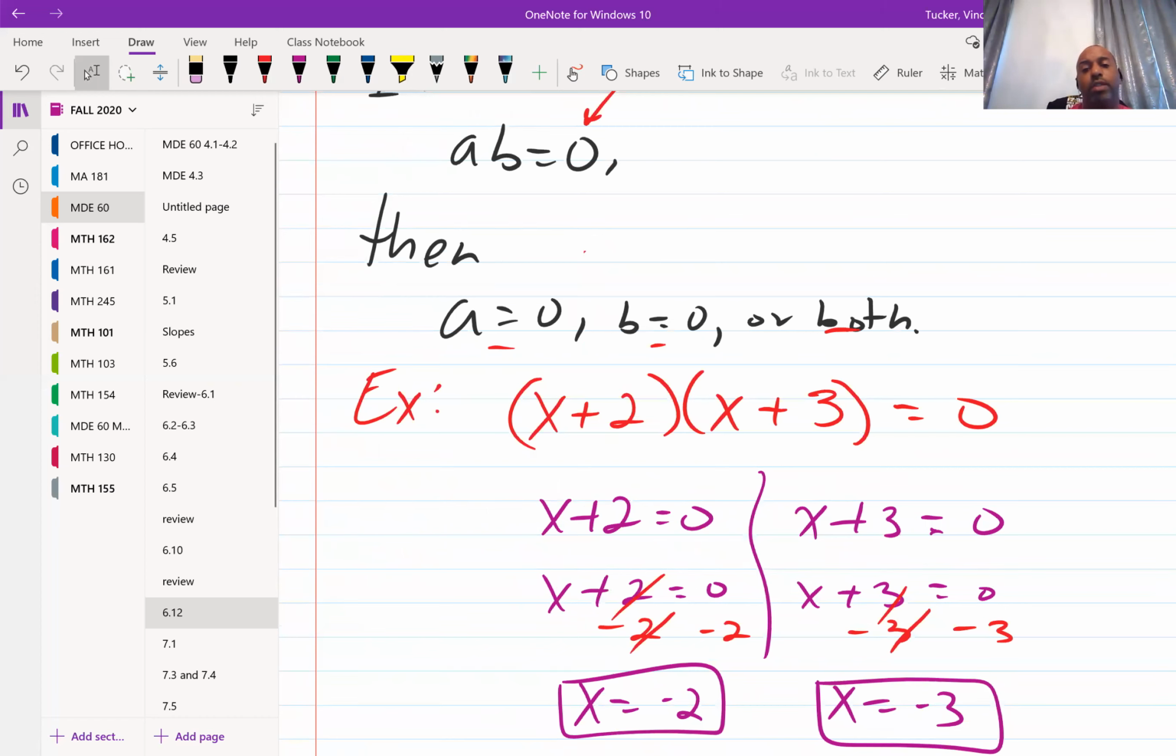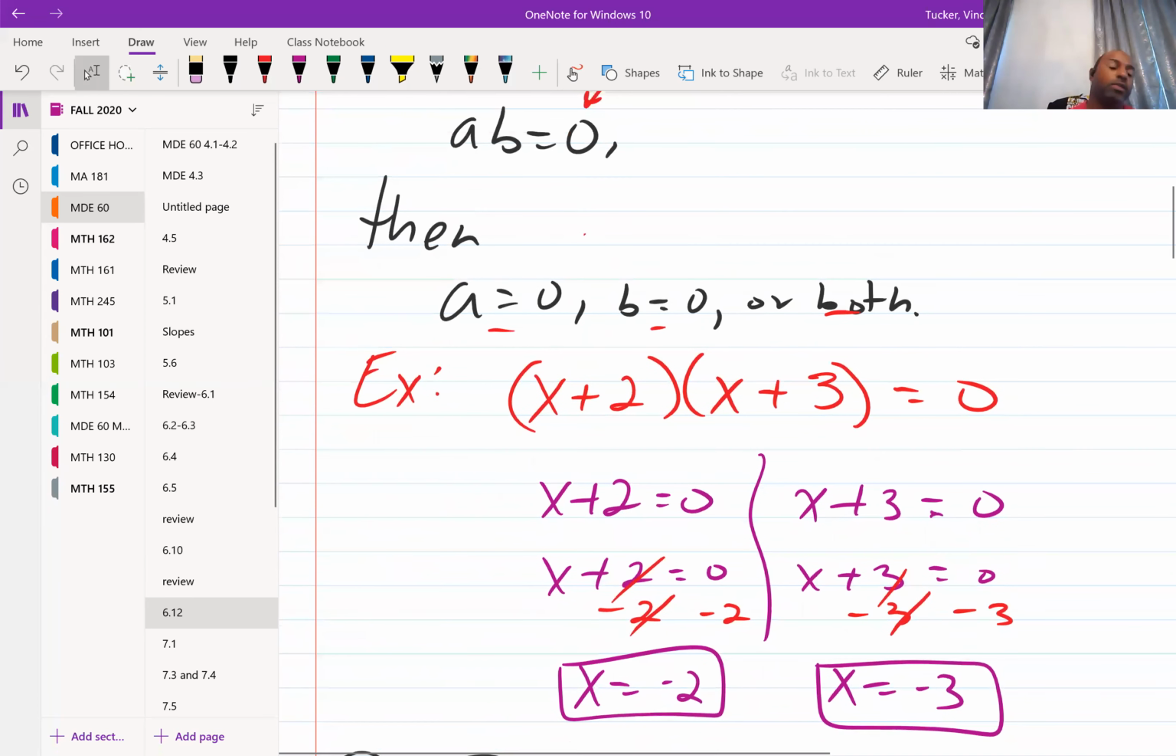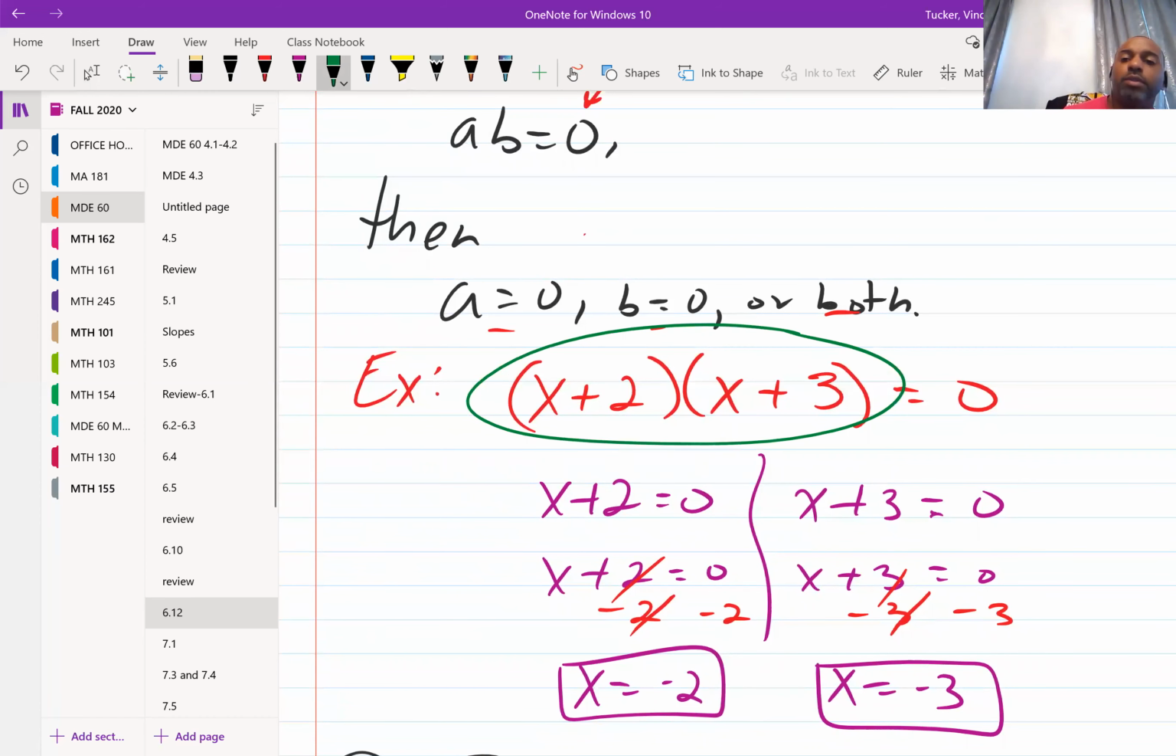So x plus 2 equal to 0, x plus 3 equal to 0. Subtract 2 from both sides, x is equal to negative 2. Subtract 3 from both sides, x is equal to negative 3, and those would be my two solutions. And so that's what we're looking to do. If we have a trinomial, take it, break it down to your binomials, and then set each part equal to 0 after you factor completely. After you set them equal to 0, then you can solve them.